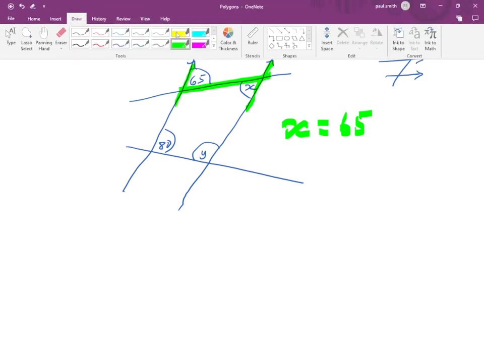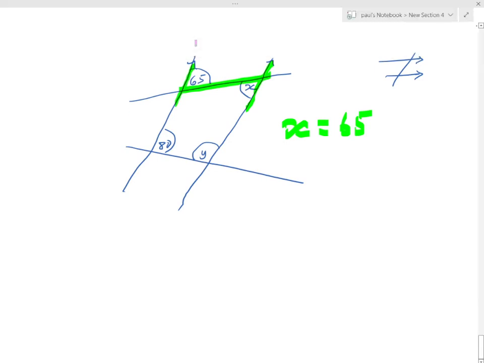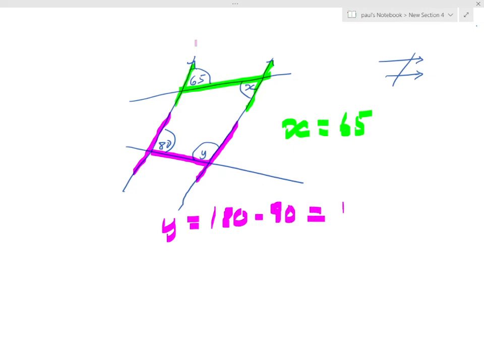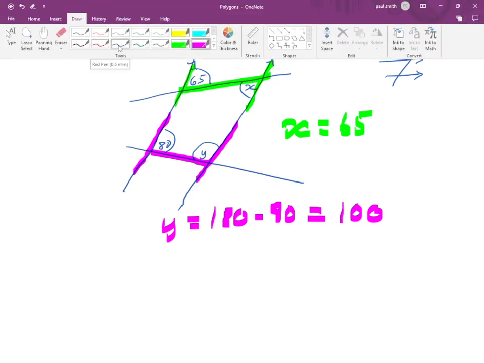Now this other one here is between two parallel lines, but it's this sort of thing. Now they are allied angles, so they add to 180. So y equals 180 minus 80, which equals 100. Not very good writing with that big pen. Let's go back to the blue.